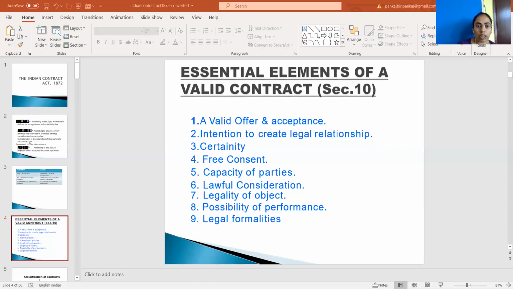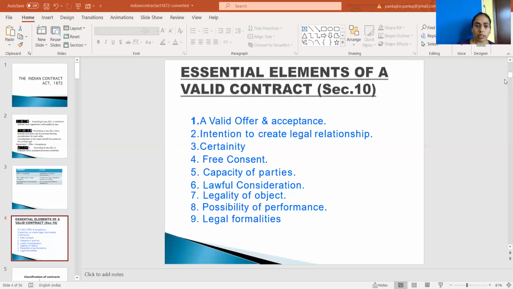Next essential is known as possibility of performance. So what is possibility of performance? Sorry, the fourth essential is free consent. So what is free consent? We need to first understand what is consent. Consent can be defined as: if two people agreed upon something in the same sense, the same thing in the same sense, it is called they are having assent.